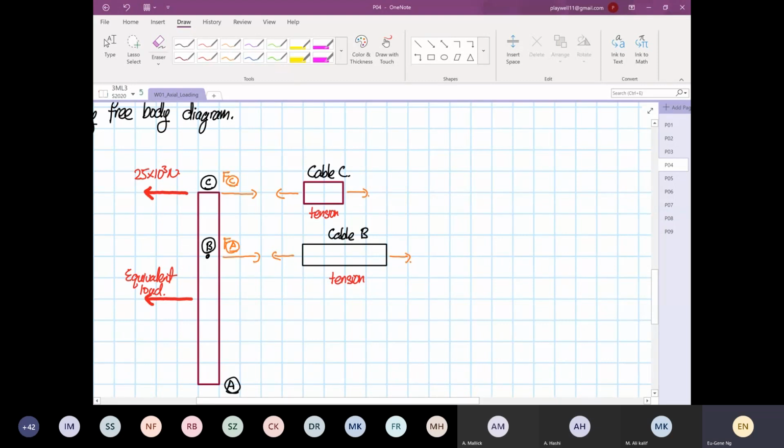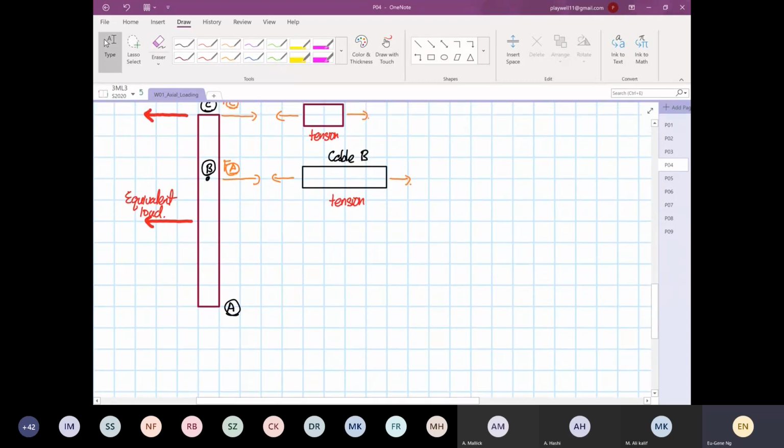So this is how you draw. Sorry, I'm not done yet. Then we have another load over here, another reaction over here. We have our reaction AY, and then we have another reaction AX. Shouldn't it be FB instead of FA?